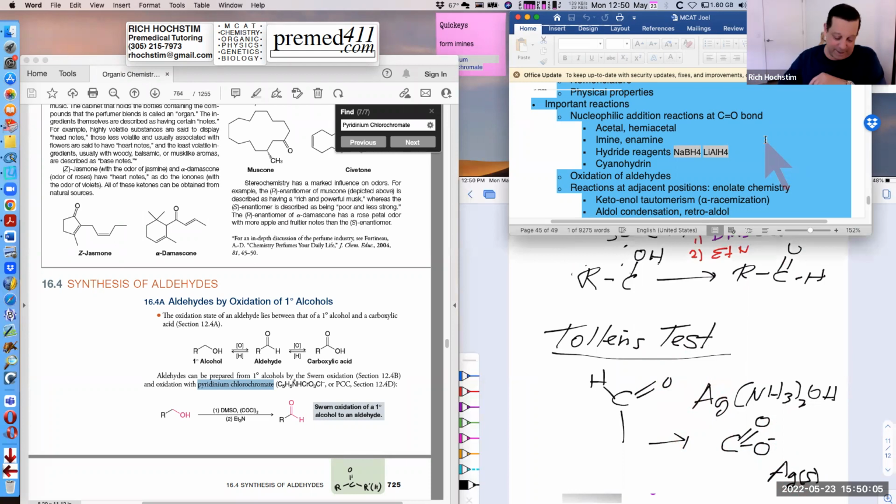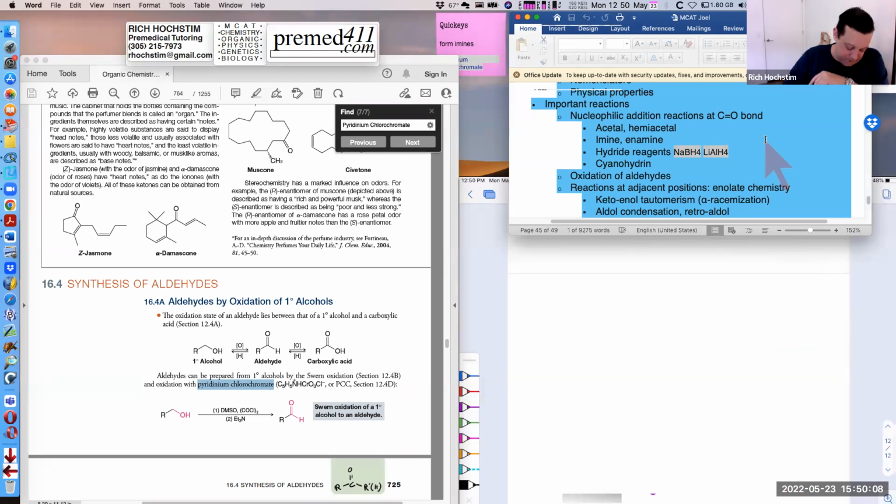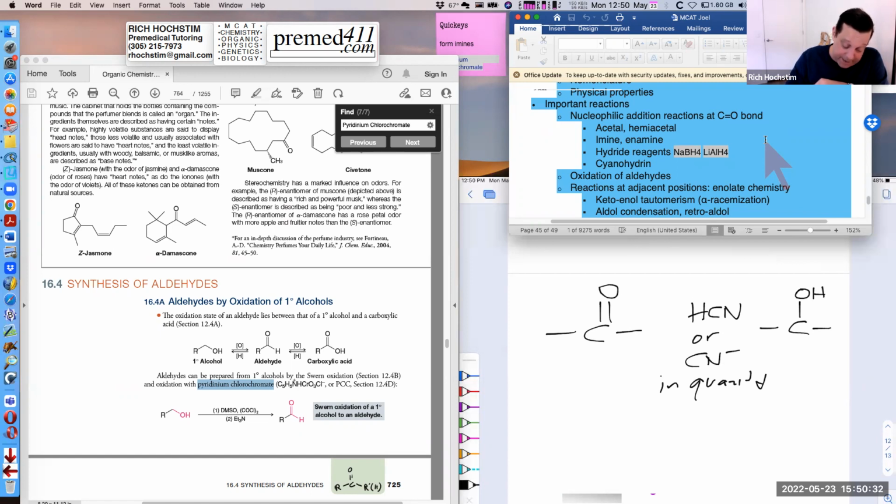So now we're going to take a look at the cyanohydrin reaction. With cyanohydrin, what you have is a carbonyl like this, and you're going to be using HCN or CN minus in quantity. And what will happen is you're going to get an OH here, and a C triple bond N here. And it turns out that the way you do this is important because one will kill you and the other won't if you're not careful.